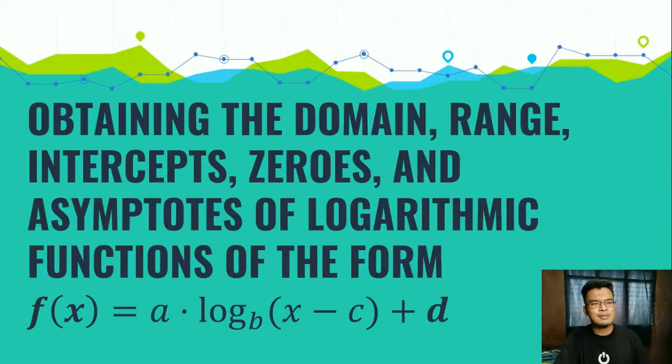But how about if the given is f of x is equal to a times log base b of x minus c plus d? So may mga panibagong constants na naidagdag. So ito ho yung formal process in obtaining the domain, the range, intercepts, the zeros, and asymptotes of a logarithmic function of the form f of x is equal to a times log base b of x minus c plus d.